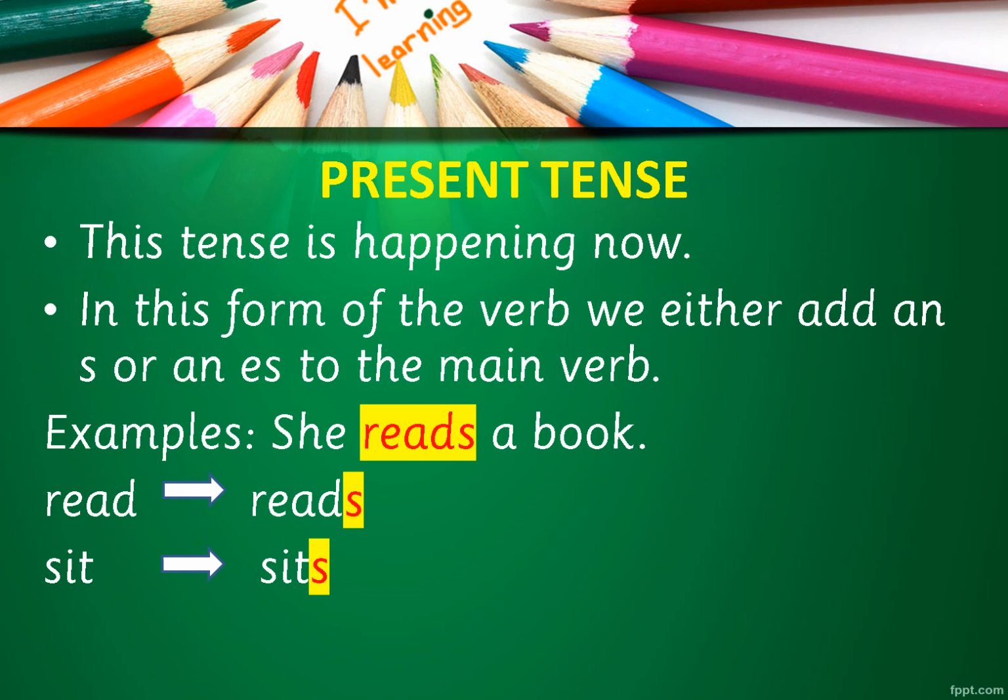Simple present tense is used to tell about an action that is happening at that time. In simple present tense, we add an S or ES to the main verb. For example, look at the sentence given. She reads a book. Here, the main verb is read, which is written in present tense, and so the verb has become reads. Similarly, sit becomes sits when we say she sits on that bench in the evening.